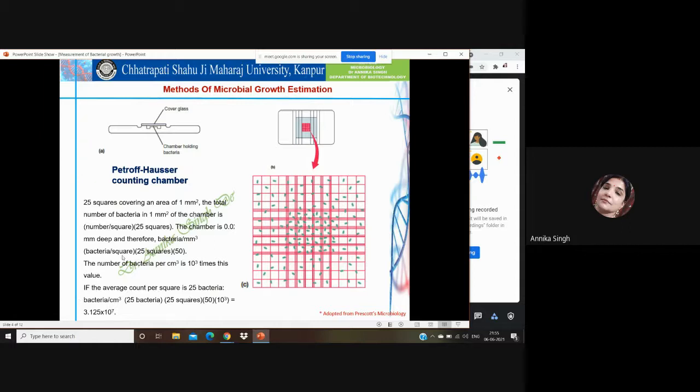And if we want to calculate the number of bacteria per cubic centimeter, it would be 10 to the power 3 times this value. So when we calculate the average count per square in the 25 squares, if the average count per square is 25 bacteria, then the value will come to 3.125 into 10 to the power 7. Is it clear to all of you?